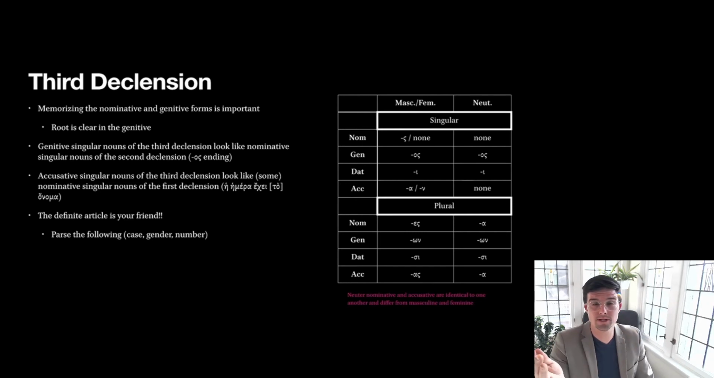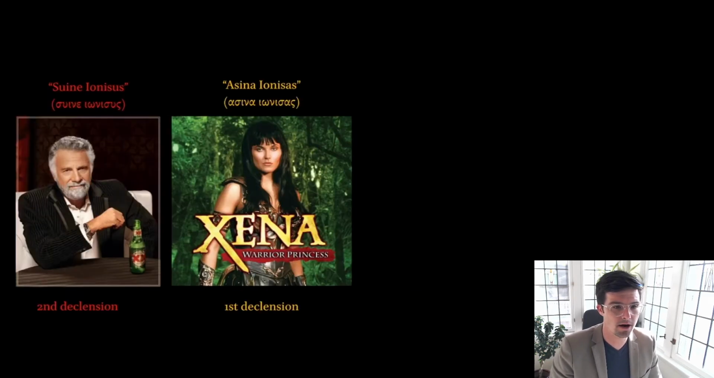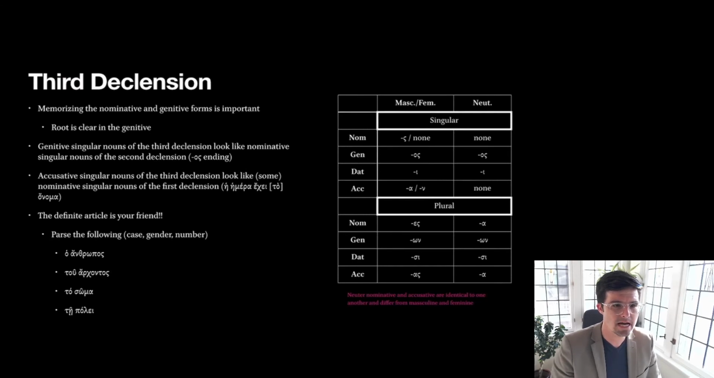And then, given that the definite article is your friend, I want you to go ahead and do a lecture pause here and parse. Oops, I thought there was five there. There's only four. I jumped the gun. I want you to go ahead and parse each one of these very quickly. So pause the lecture, and on your whiteboard, go ahead and give us the case, gender, and number of these four different nouns. I'm going to pause and do the same thing here.